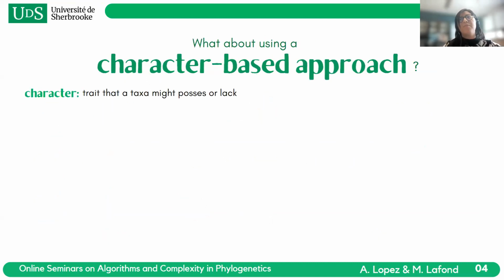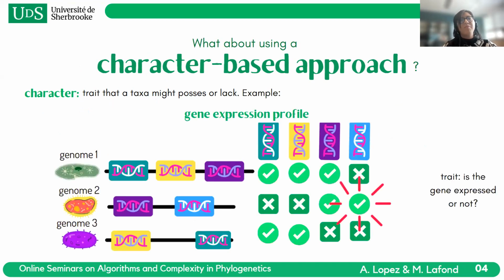So the main question of our work is, can we use a character-based approach to predict HGT events in a phylogeny instead of sequence-based methods? So first of all, what is a character? A character is a trait that a taxon might possess or lack. The most common example of character-based data is, for example, gene expression profiles, where a trait corresponds to whether a gene in a certain species is expressed or not in a condition of interest.